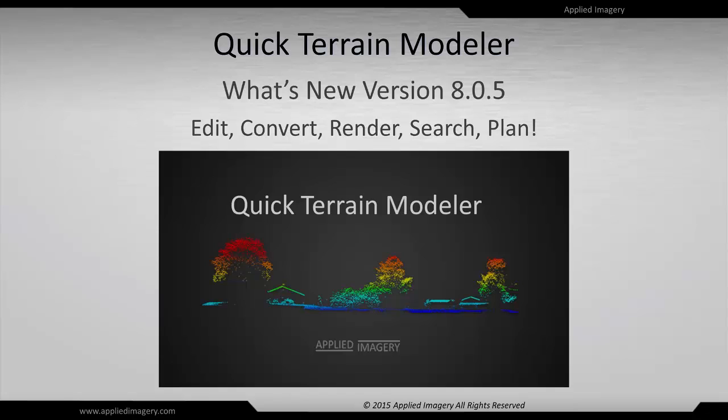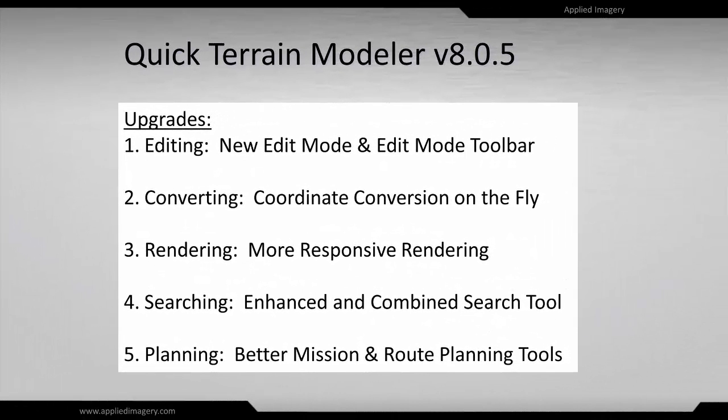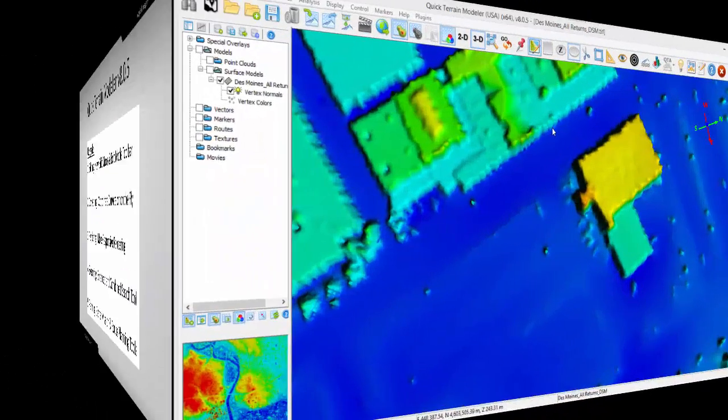Welcome to the QuickTrain Modeler version 8.0.5 What's New video. The central themes to the version 8.0.5 release are editing, converting, rendering, searching, and planning. QuickTrain Modeler streamlines and expedites all of these tasks and adds some new tools along the way.